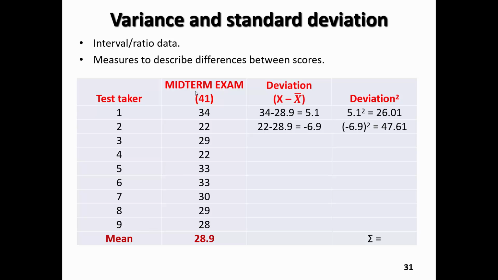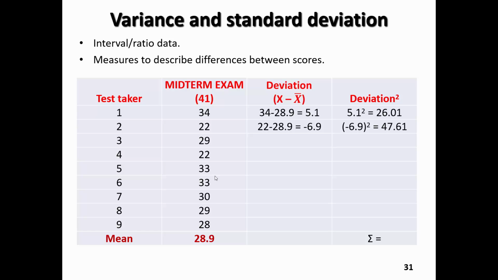We'll call it a midterm exam, a multiple choice exam, scored out of 41. And so you see a range of different scores obtained by the students. And the first step here, in addition to indicating the sample size, which would be n equals 9, we then would calculate the average or the mean. And the average score here, we just take this to one decimal place, is 28.9.